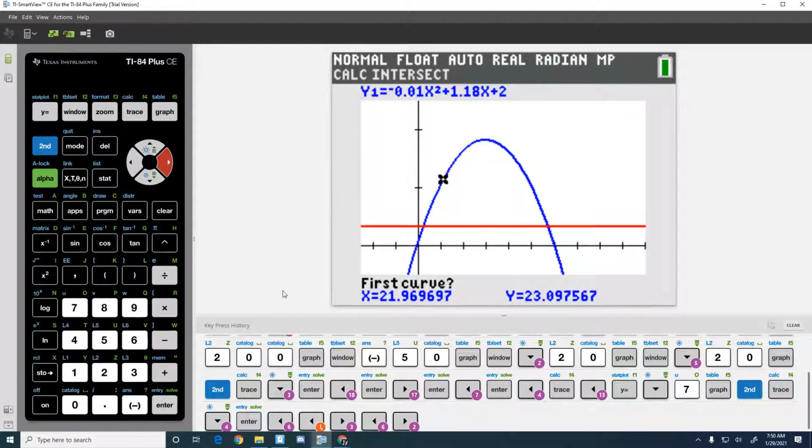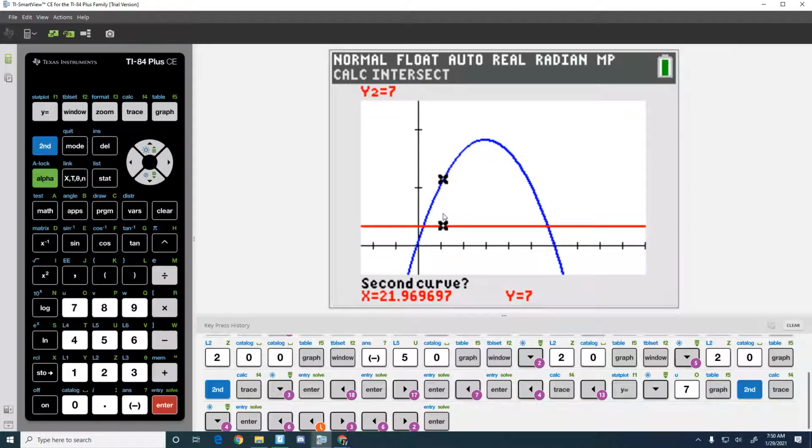So if it's already on here, just press enter. And look how my cursor automatically jumped to the other line, to the other equation. And now the question says second curve. Now I know that this line isn't really curved, but that's just the word that's built into the calculator for any equation. And if I look in the top left corner of the screen, it should also say y2 equals 7, because that's when we typed in our second equation. So second curve, hit enter.